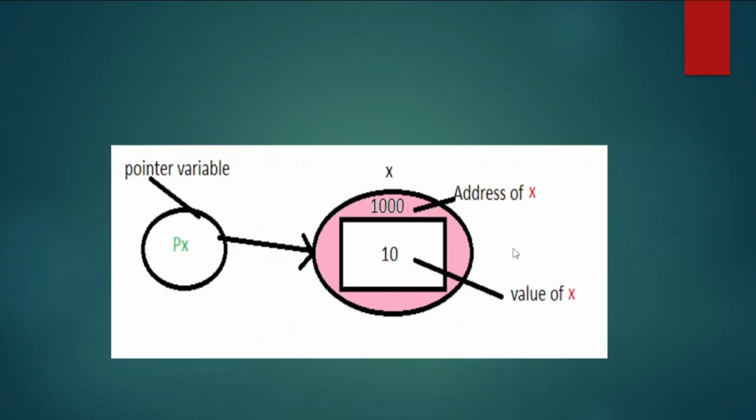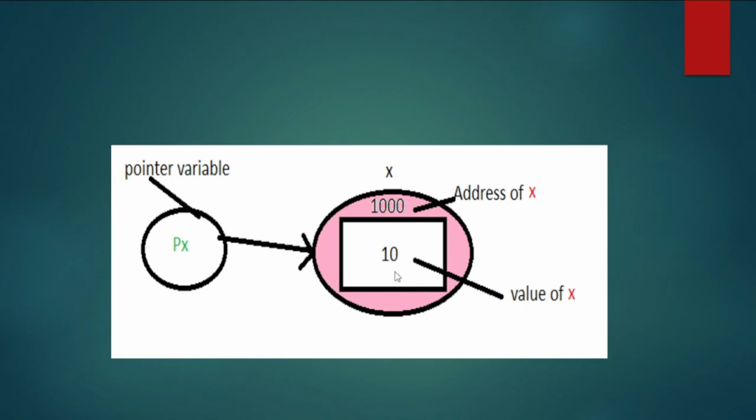Now, can you see this picture? Here we have our px, same as what I have done. I have just assumed that the address of this memory location, where the x variable's value 10 is stored, is 1000. I've just assumed it as 1000. Now, if that is the case, how will the picture look? This pointer variable px is pointing towards this 1000, where the value 10 of x is stored.